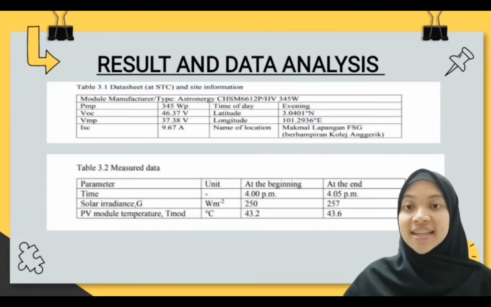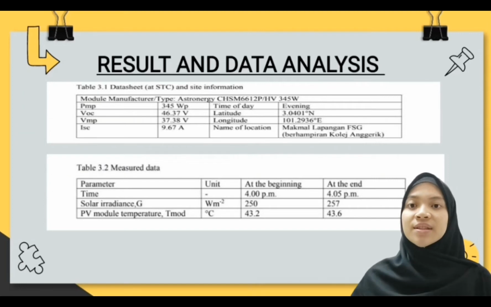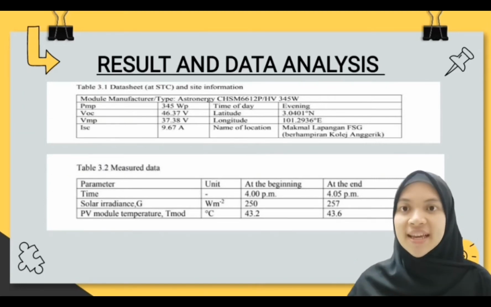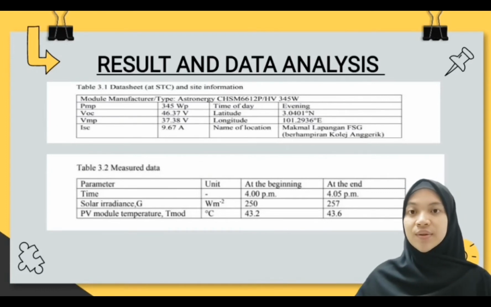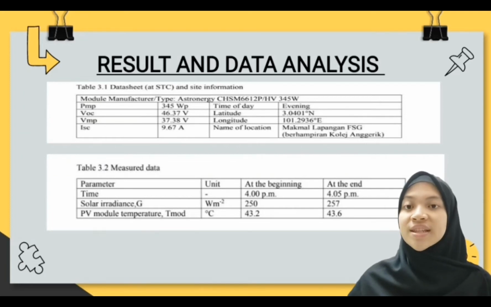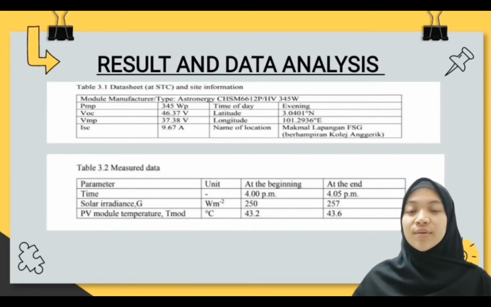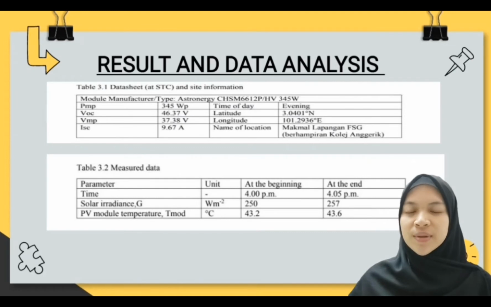Next, for the results and data. Table 3.1 shows the datasheet of the PV module utilized in the experiment, as well as the information at the side. In the datasheet, we can see the information about PMP, VMP, VOC and also ISC. The value of IMP was calculated using this information. We also know that the experiment was conducted in the evening at the Makmal Lapangan FSG.